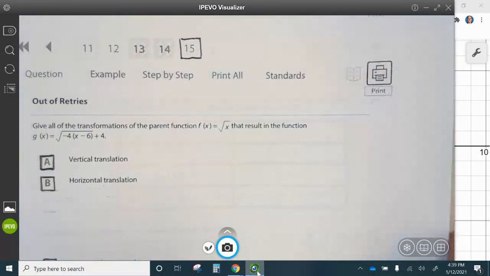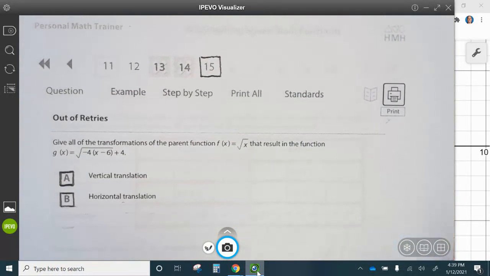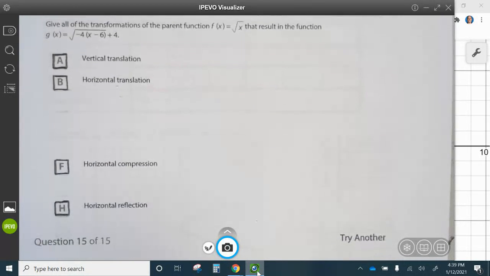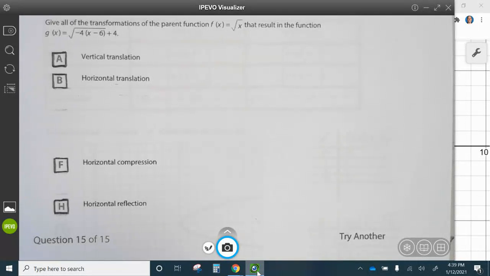Question 15. Give all the transformations of the parent function f of x equals the square root of x that result in the function g of x equals the square root of negative 4 times the quantity x minus 6, plus 4. The answers to that are vertical translation, horizontal translation, horizontal compression, and horizontal reflection.